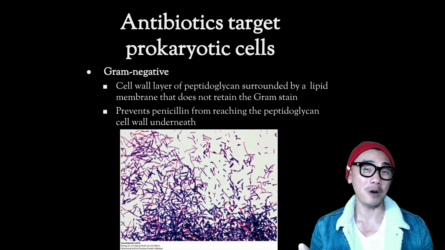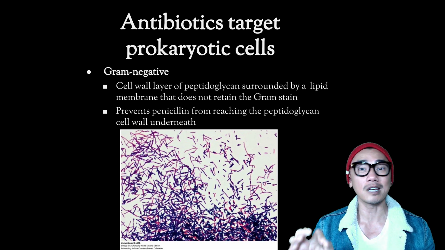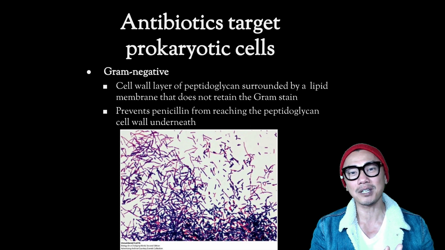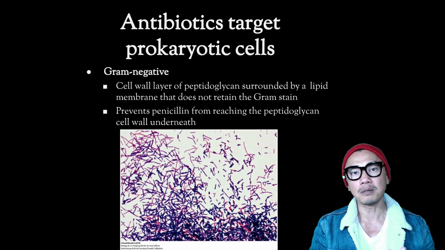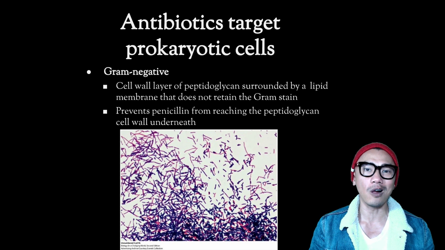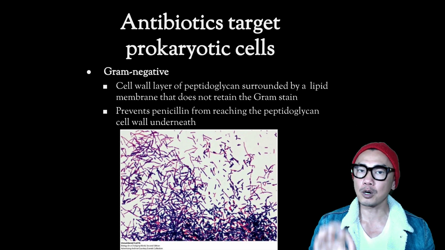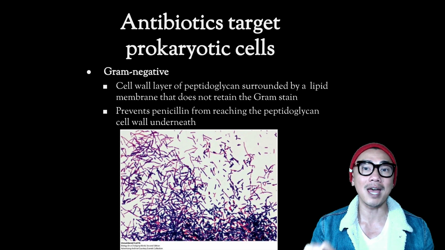Bacteria can also be gram-negative. Gram-negative bacteria have a lipid membrane that surrounds the peptidoglycan cell wall and does not retain the purplish gram stain. This lipid membrane prevents penicillin from reaching the peptidoglycan cell wall underneath. The photo on this slide shows both purplish gram-positive bacteria and pinkish gram-negative bacteria.